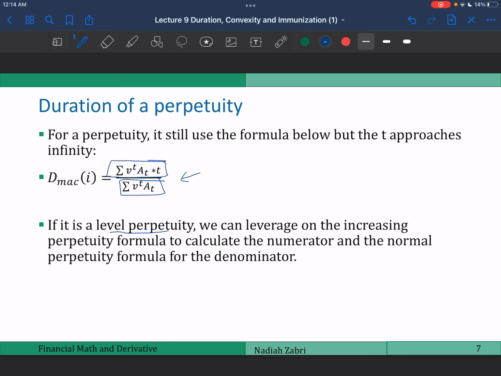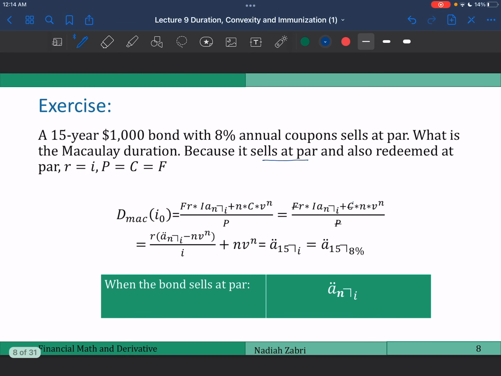Okay, let's see an example. We have a 15-year, $1,000 bond with 8% annual coupon, which sells at par. What is the Macaulay duration? Okay, because it sells at par, it is also redeemed at par. So we have an extra clue. So we know R is equal to I, P is equal to C because it sells at par, right? And C is also equal to F because it's redeemed at par.